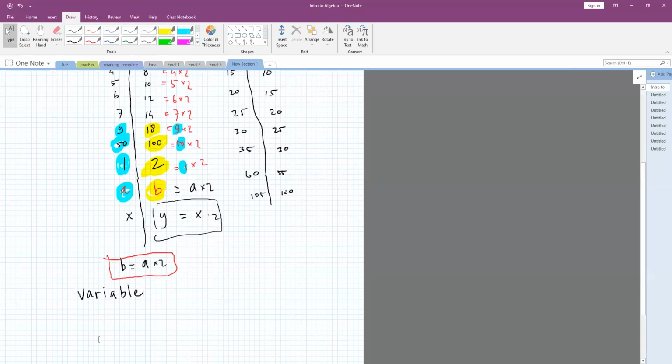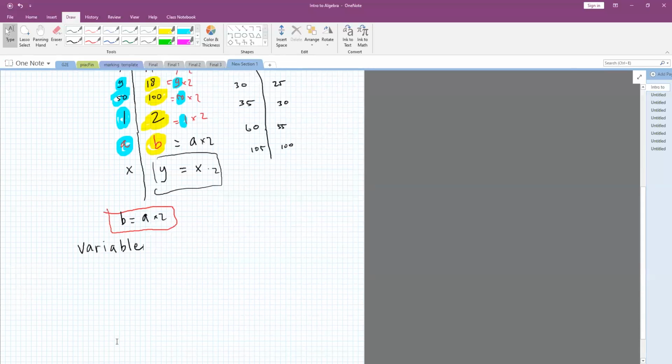So we have the name for them, variable. The name is X, Y, or any letter you want, okay?